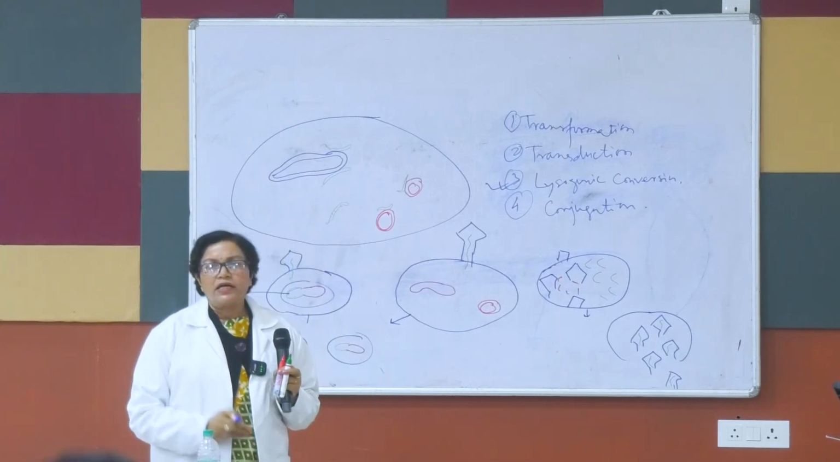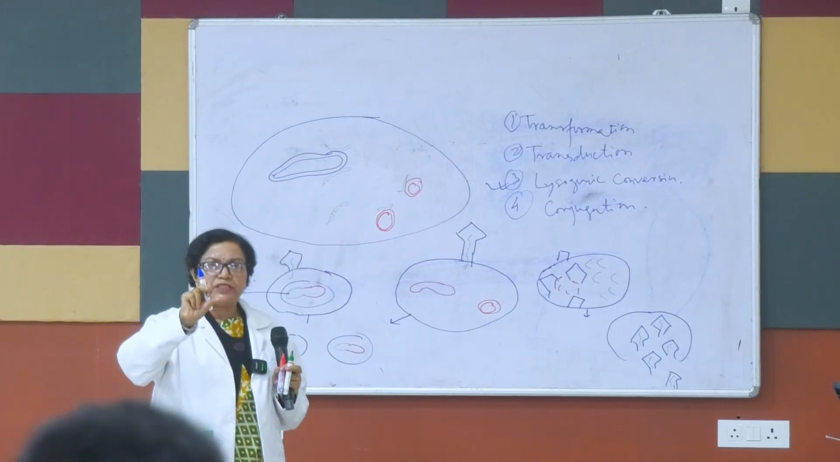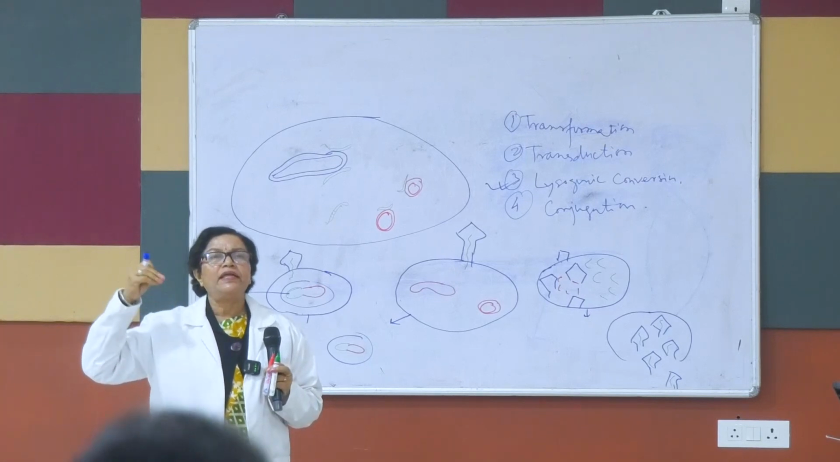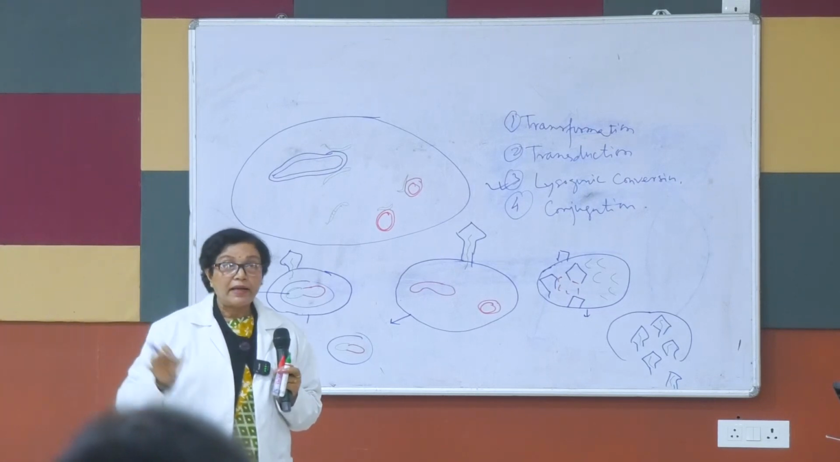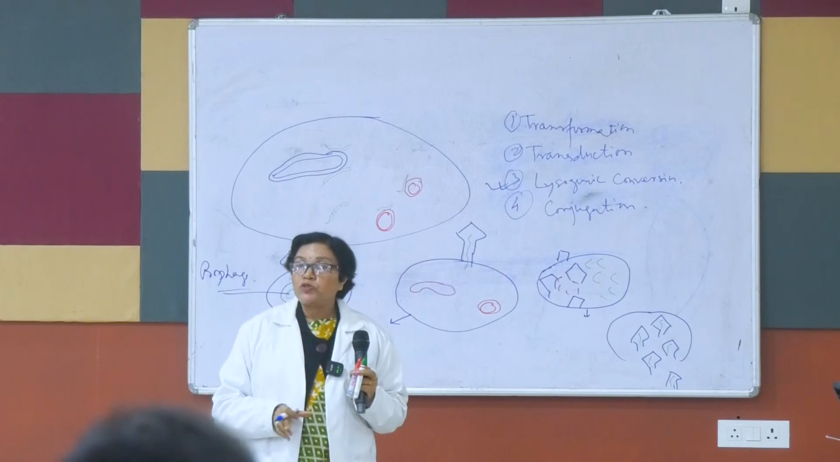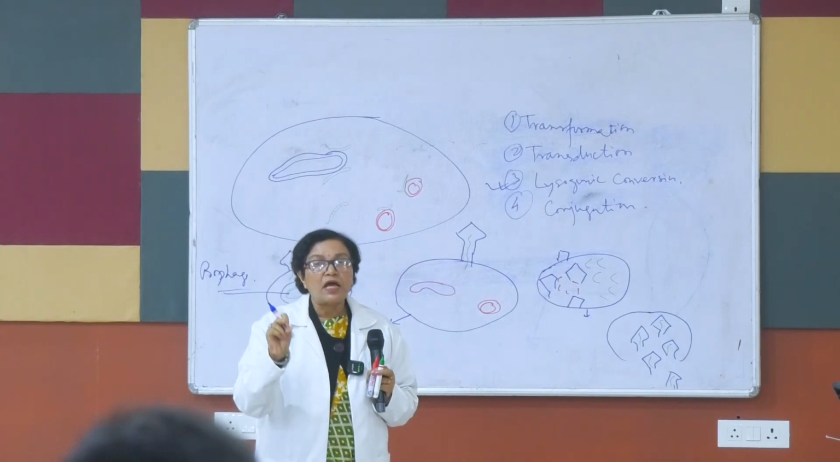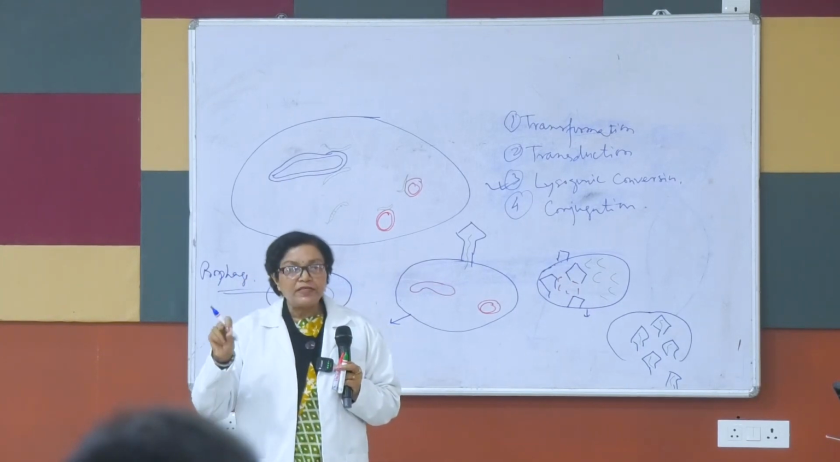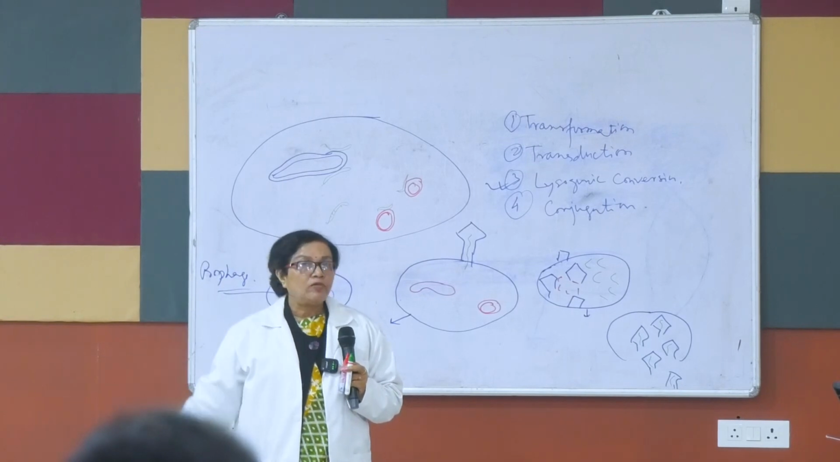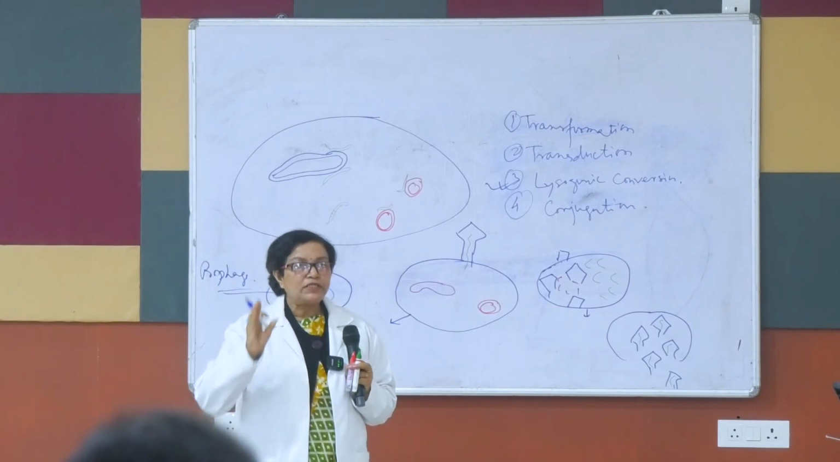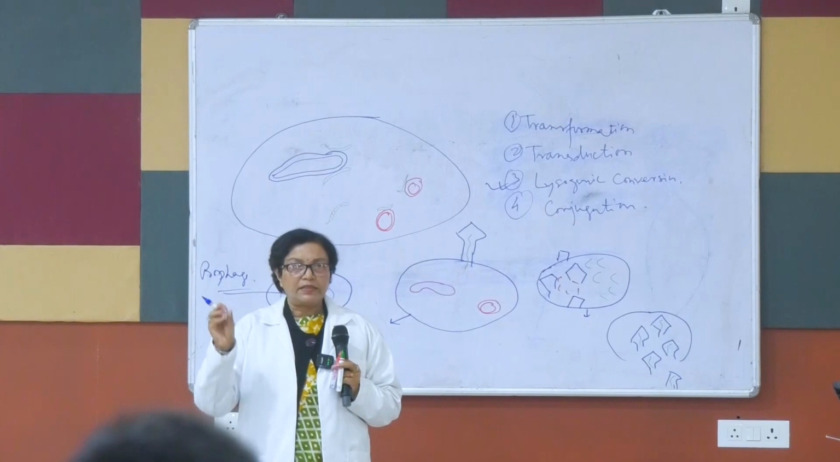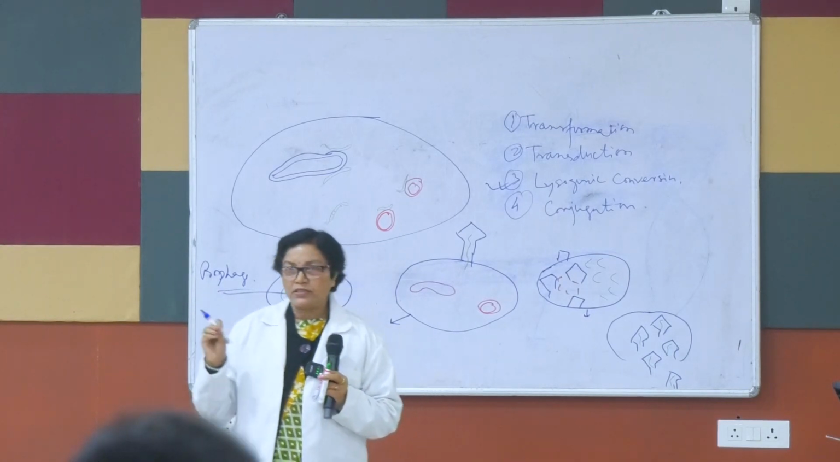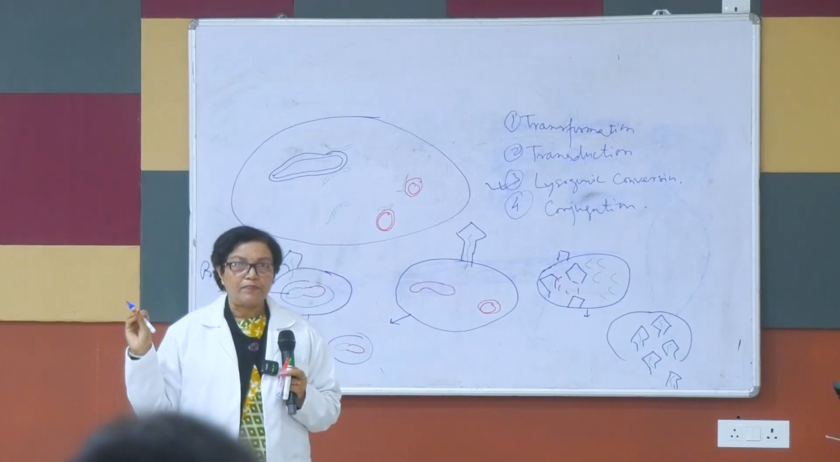So two types of transduction. One is generalized, when any part of the genome is transferred by any bacteriophage. But another is restricted, that means when a specific bacteriophage will carry a specific gene to a particular bacteria, which is required for the drug resistance property, which is required for toxigenicity.